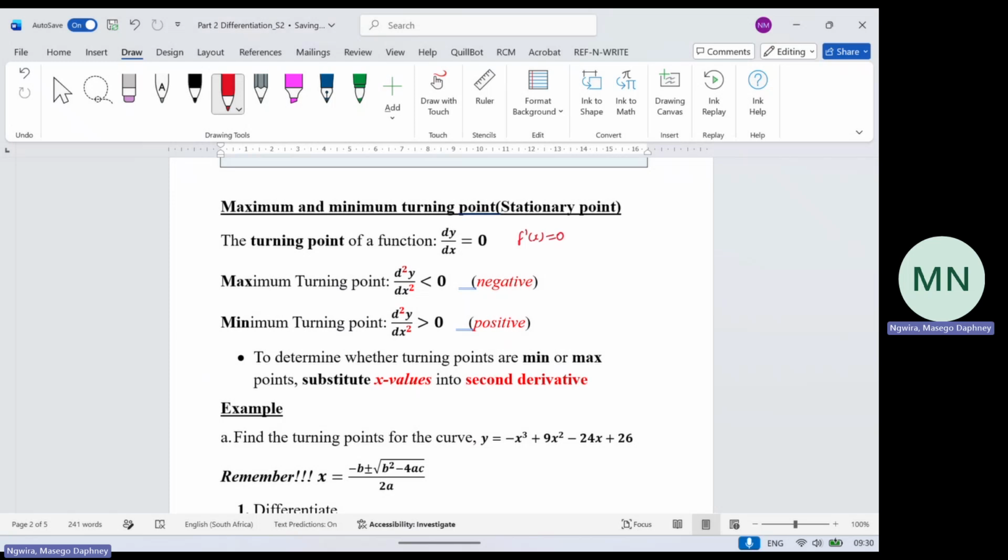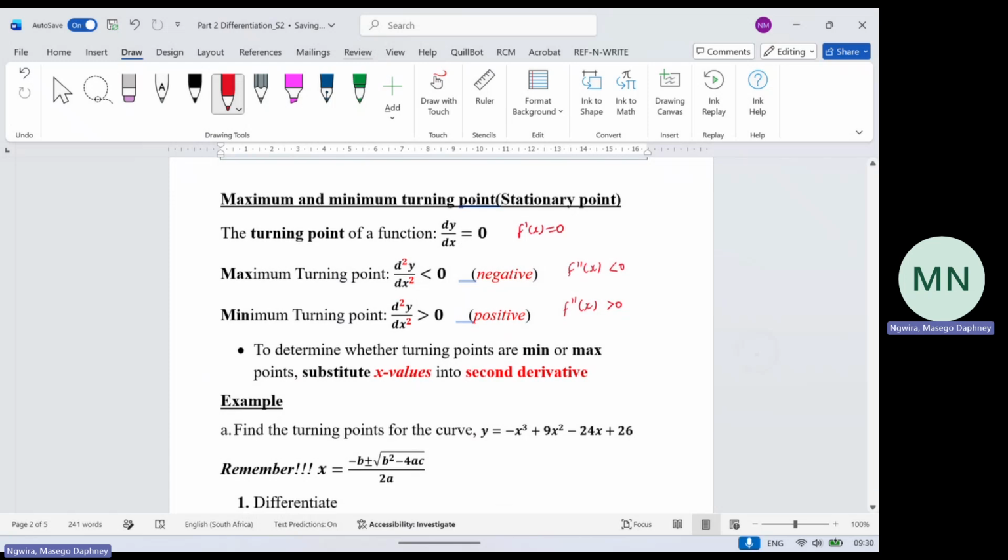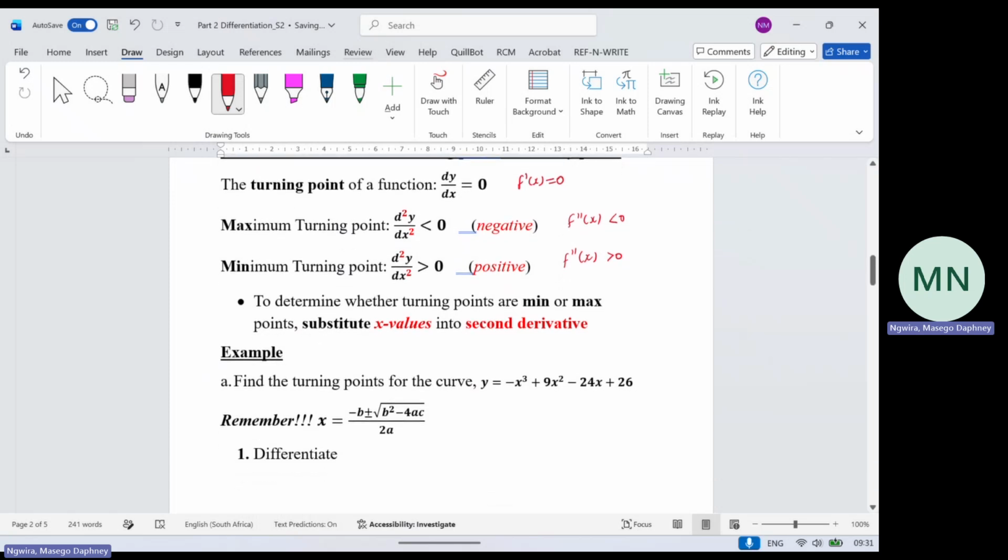Okay, and then they're saying that for the maximum turning point, you use your second derivative. This d2 is your second derivative, so it's your f prime prime x. Don't be confused. For the maximum turning point, the second derivative is less than 0. And for the minimum turning point, your second derivative is greater than 0. Meaning the negative and the positive. We know that less than means negative, greater than means positive. All right. So they're saying that to determine whether the turning points are minimum or maximum points, you substitute x values into the second derivative. Don't forget, you substitute the x values that you got into your second derivative. We'll see what that means.